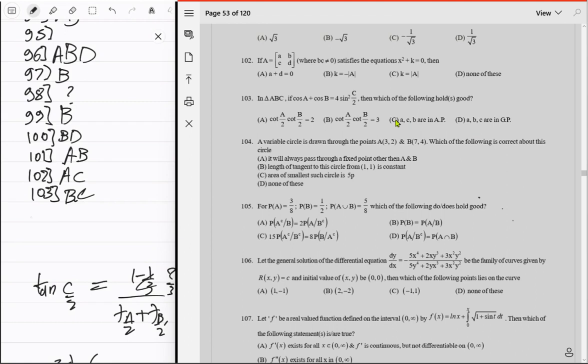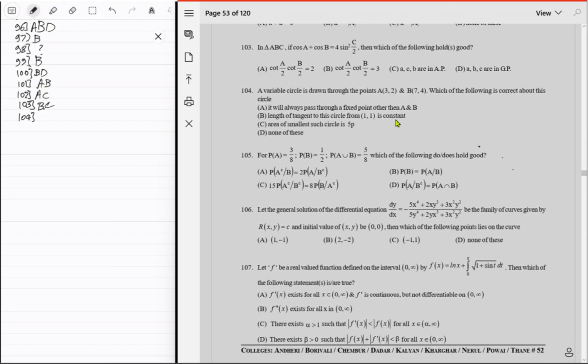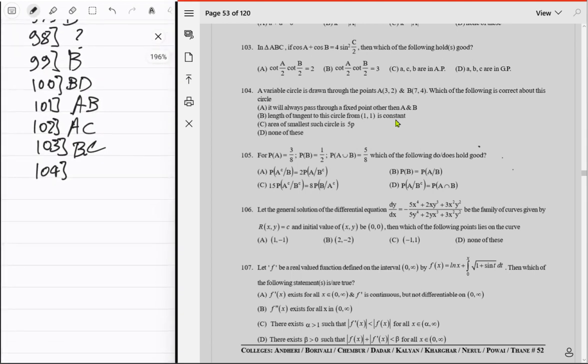Next question, 104. A variable circle is drawn through points (3, 2) and (7, 4). Which of the following is correct about this circle? Okay, no random points here. It passes through a fixed point other than A and B. Variable circle, right? Okay. So which of the following is correct about this circle? Fixed point.